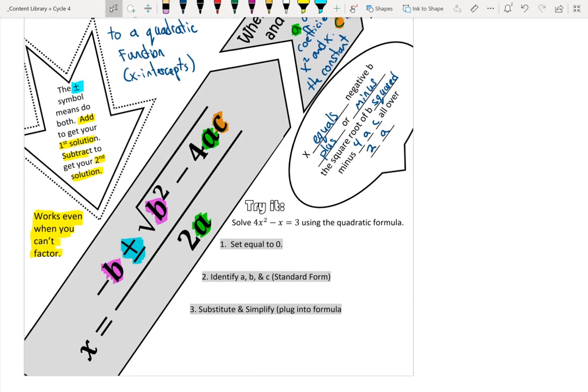So let's try an example. The first step, we want to set it equal to 0. So I need to move this 3 over for this equation, 4x squared minus x equals 3. When I move it over, I get 4x squared minus x minus 3 equals 0. And now I need to find my a, b, and c. Again, remember standard form is ax squared plus bx plus c. So in this case, a is with the x squared, so a has to be 4, b has to be negative 1, and c has to be negative 3.